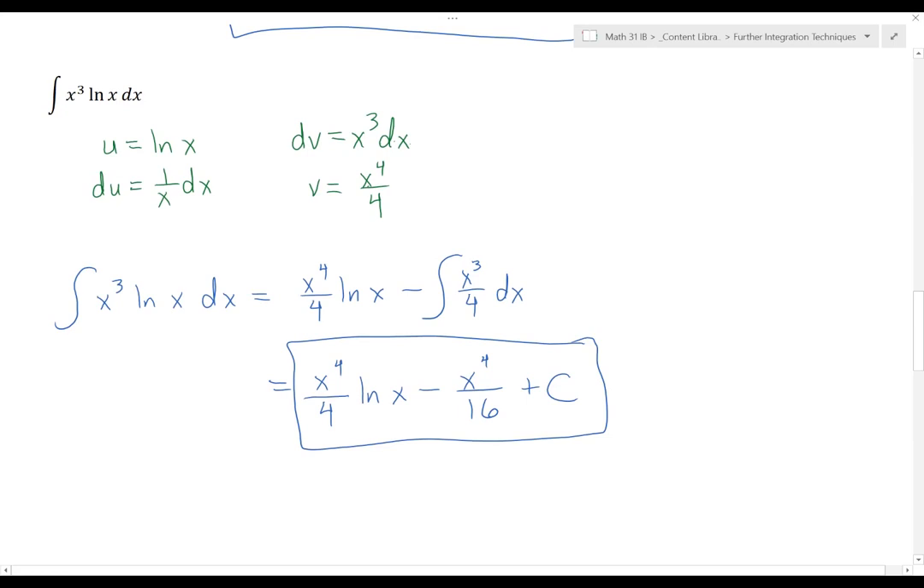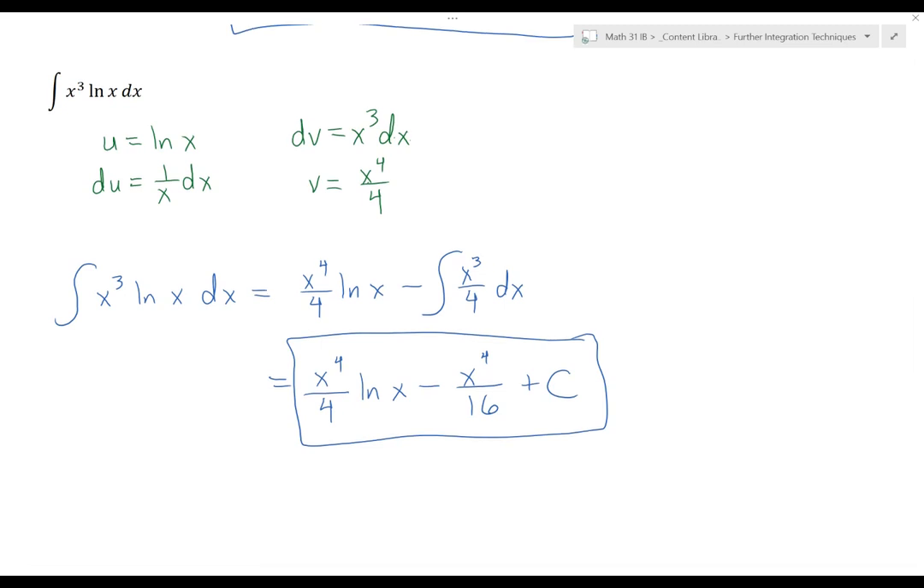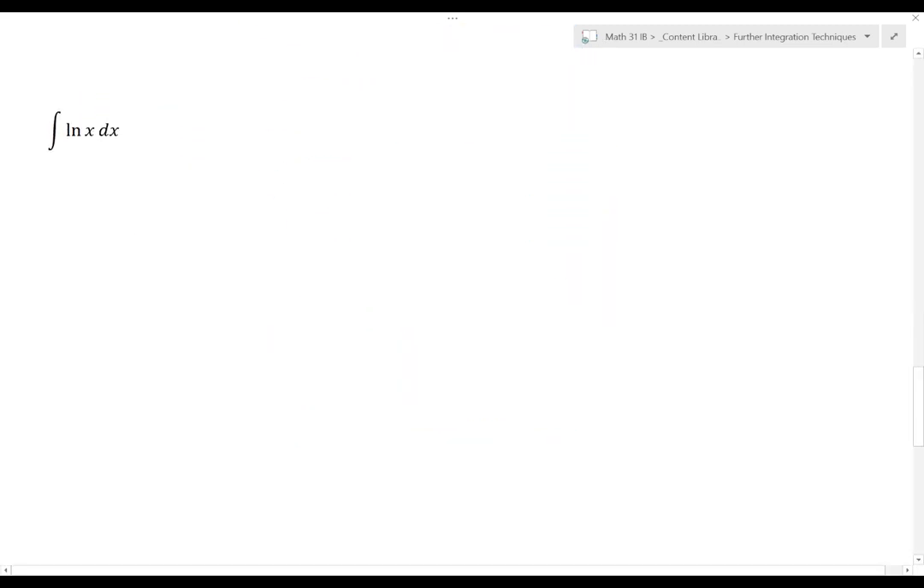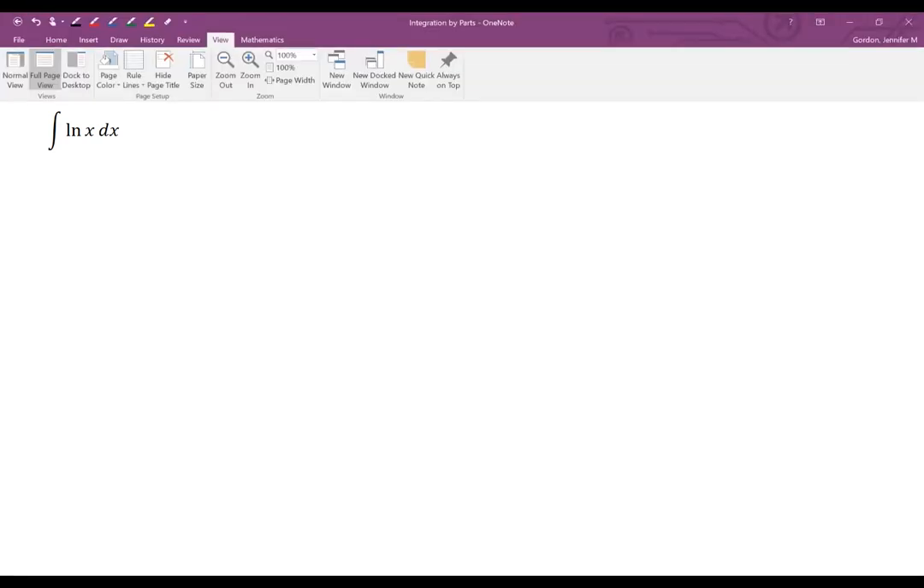So when we have an ln of x, we usually want to make that u and not dv. All right, moving on to the next example. This one doesn't seem initially to fit the profile because it doesn't have a product. But again, I didn't know what the antiderivative of ln of x was off the top of my head. So I need a technique to find it.